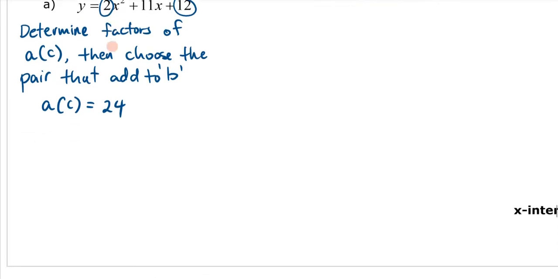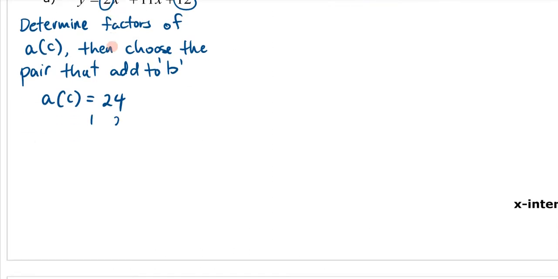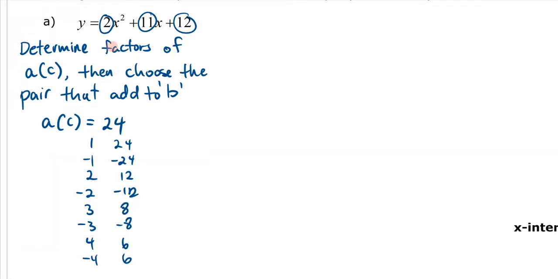What are the factors of 24? Well, we have 1 and 24, negative 1 and negative 24. 2 times 12 is 24. Negative 2 times negative 12 is 24. 3 times 8, negative 3 times negative 8, 4 times 6, and negative 4 times negative 6. Which pair will give me the middle term b? b is 11. So which pair of numbers add up to 11? It looks like this one right here. 3 plus 8 is 11.